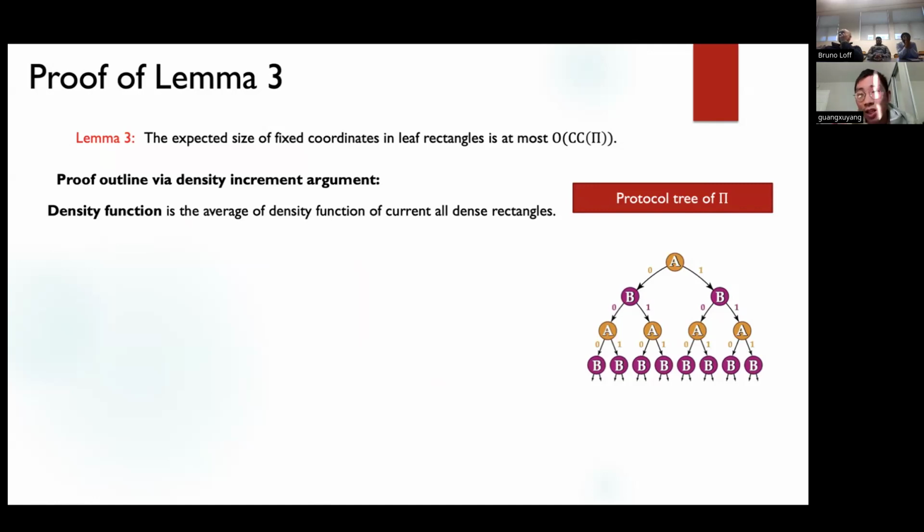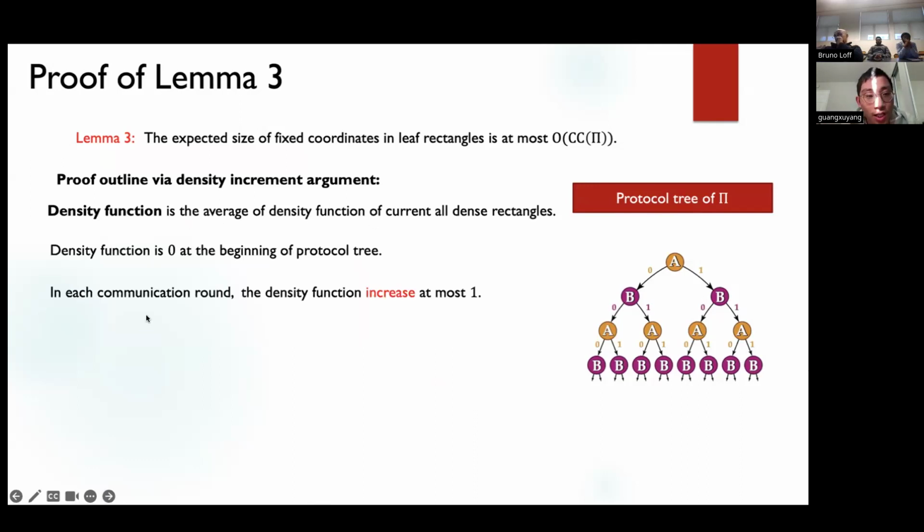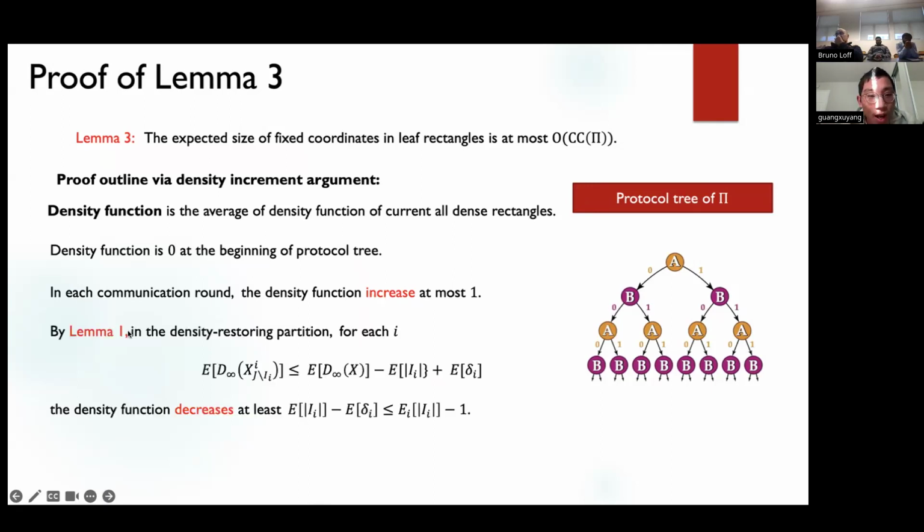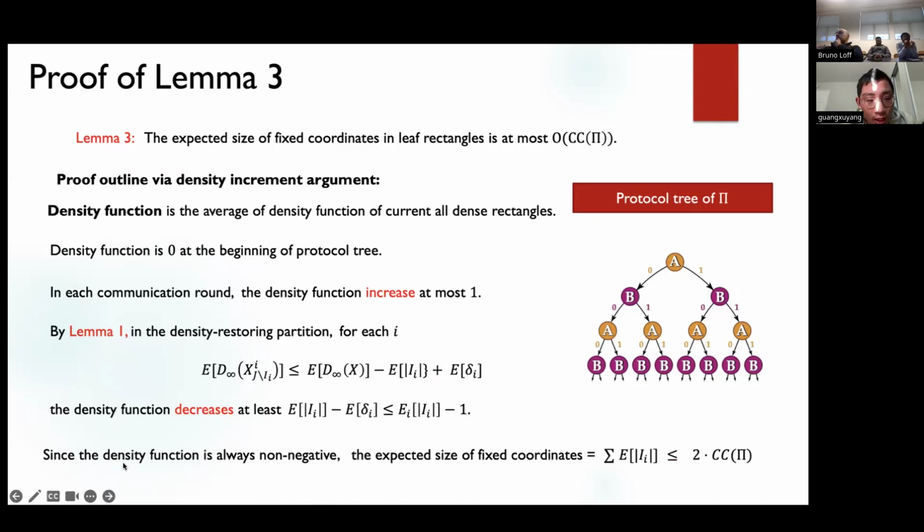The density function is similar to the mean entropy loss of each rectangle. The density function is 0 at the beginning, and in each communication round, the density function increases at most 1. And by number 1, it will decrease at most the fixed size. And the density function is always non-negative, so the expected size can be bounded by CC. This is similar to the proof in the one-way case. We just use the density function to keep track of each round.